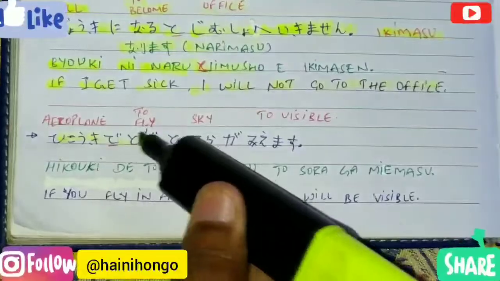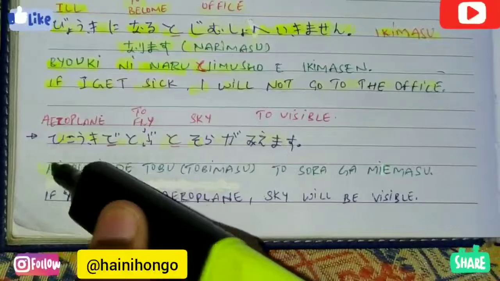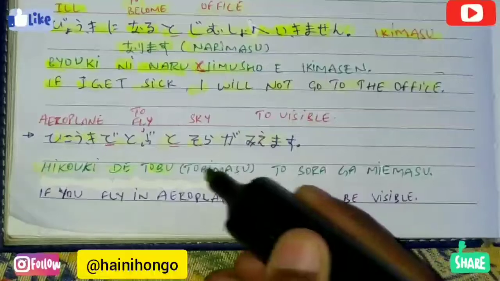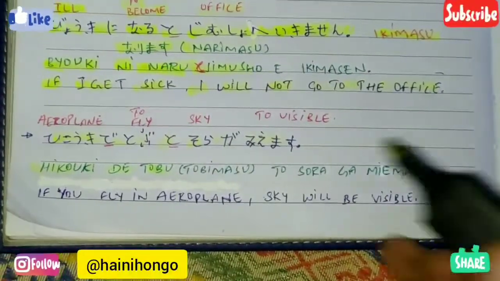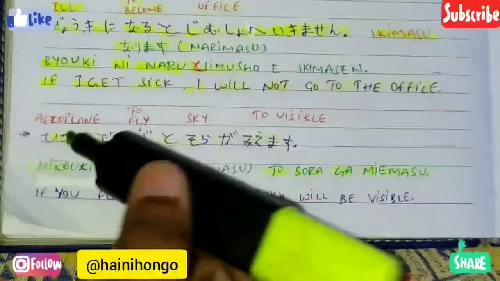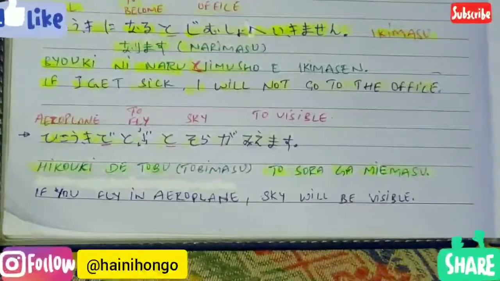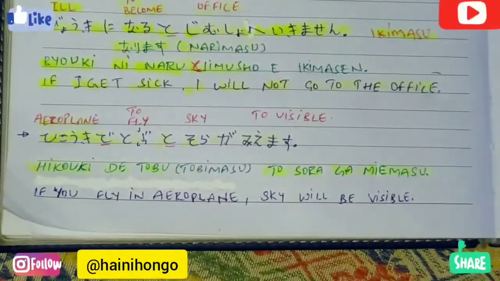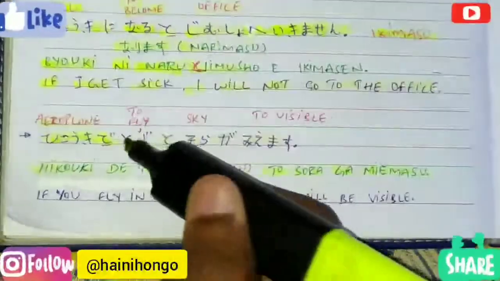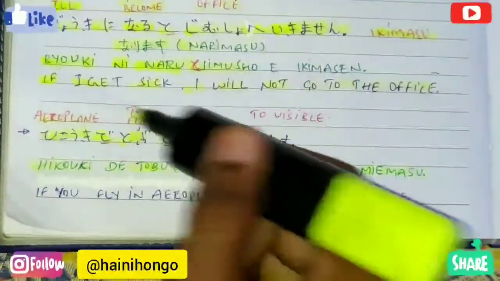"Hikoki de tobu to sora ga miemasu." Hikoki de tobu to sora ga miemasu. So here hikoki means aeroplane. De is a particle which is used for medium, because we are flying through an airplane, so the airplane is the medium, that's why we have used de here. And tobu is the dictionary form of tobimasu, which means to fly.